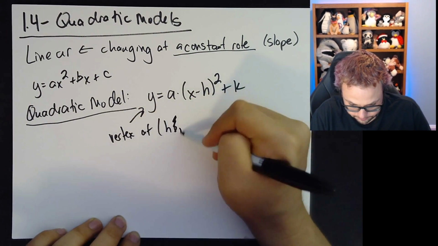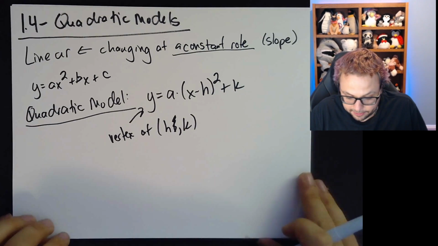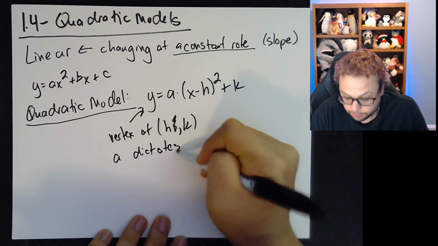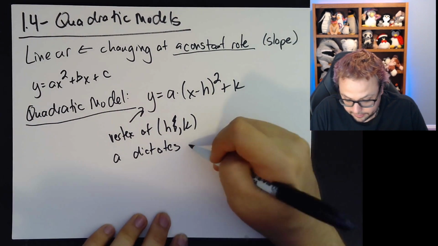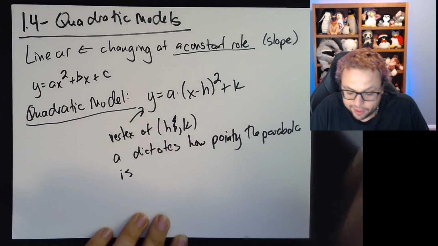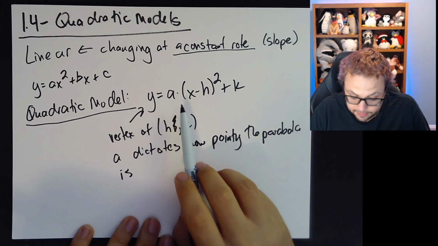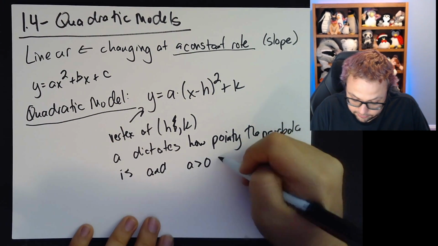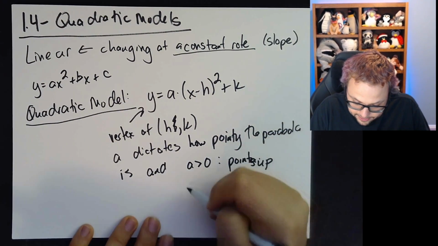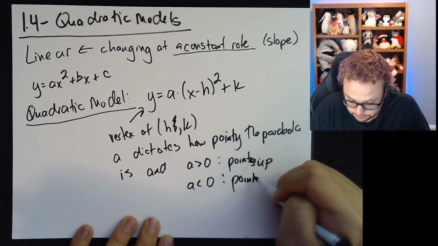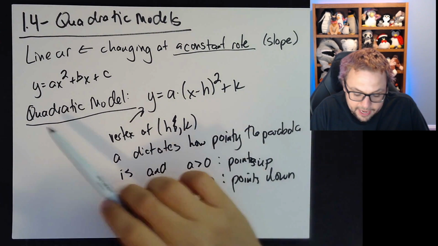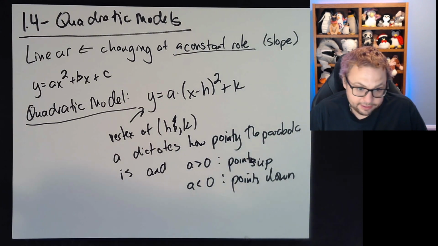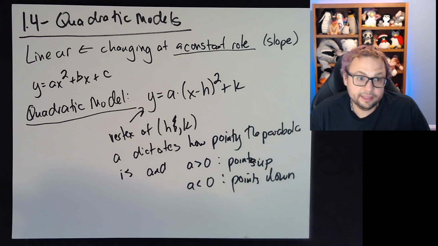That's the tip of the parabola, if you like. And a here dictates how sharply the parabola points up or down, how pointy it is. And whether a is positive or negative dictates whether the parabola points up or down. So a greater than 0 means the parabola points up, and a less than 0 means the parabola points down. So we're going to be able to use this to capture some data sets that look more complicated than our previous linear models.